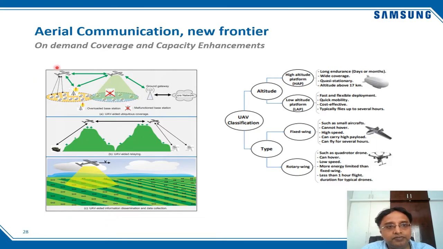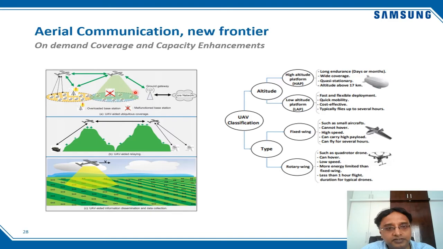For example, in the first part of the figure, you see that the base station is overloaded. Now, in an overloaded case, maybe there is not enough capacity that can be offered to all the users. So a flying base station comes in, which is connected to the backhaul, the gateway and the core network wirelessly. It will start augmenting the terrestrial network, or basically offload some of the user equipments to the aerial cell. So that's one scenario.